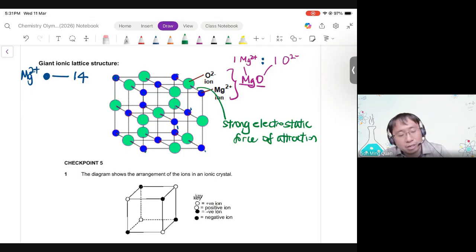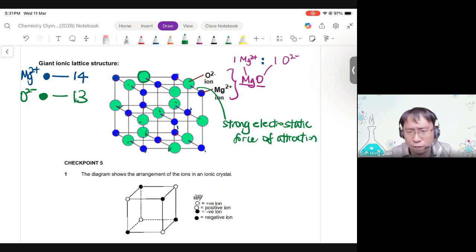On the other hand, the green circles, which are slightly bigger, represent O2-. How many O2- do you have? Count the green circles. 1, 2, 3, 4, 1, 2, 3, 4, 5, 1, 2, 3, 4, 13. Then you'll be like, oh, but 13:14 is not 1:1.